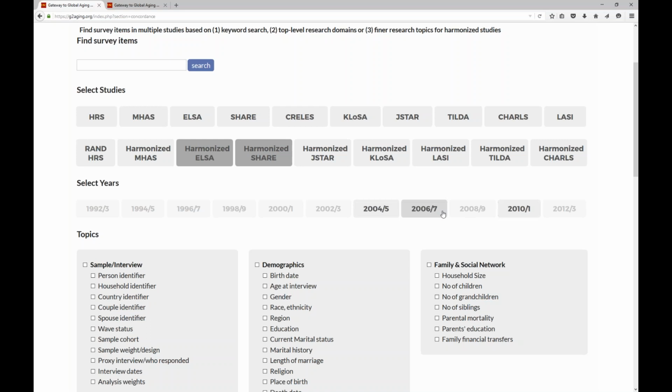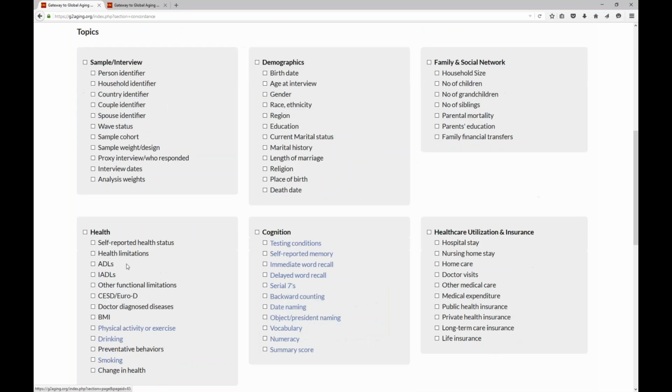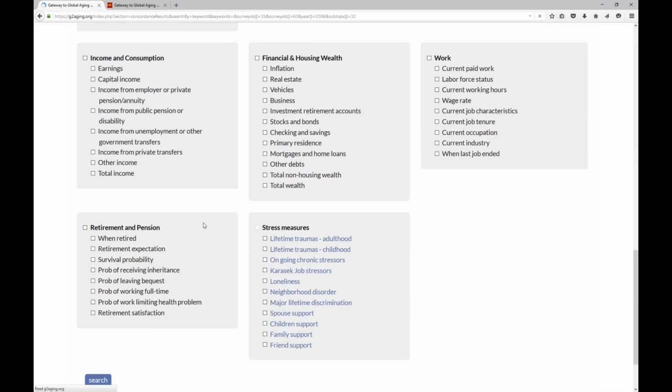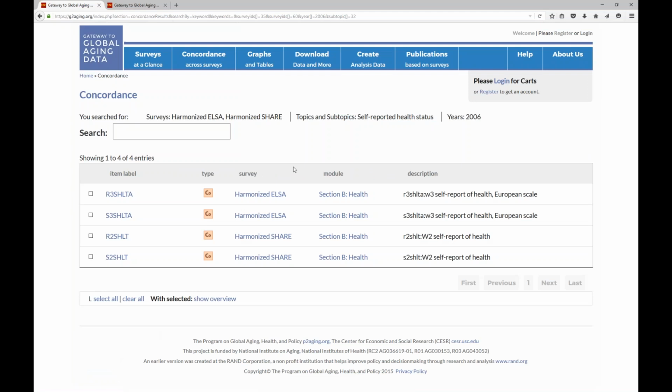So let's look for 2006. And let's go down and let's say self-reported health status. So how does someone report about their health? And then if we search, because we're searching these two harmonized data sets, you can see that we've got these measures, which are both from the harmonized ELSA and harmonized SHARE. These are variable names here.